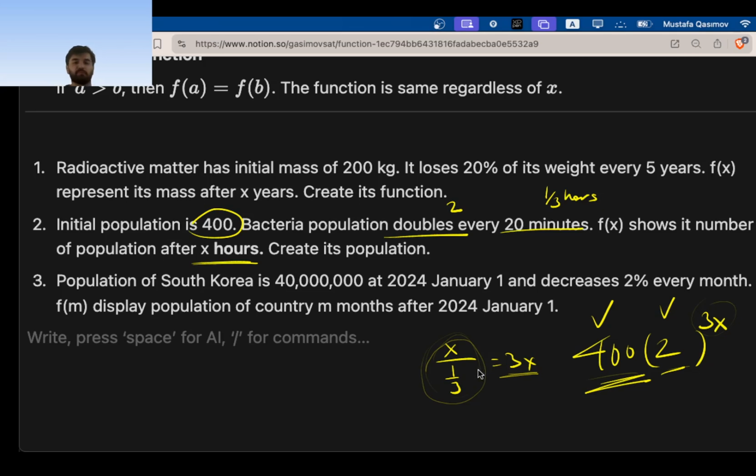Okay. I understand. Okay, if you understand that one, look at the third.